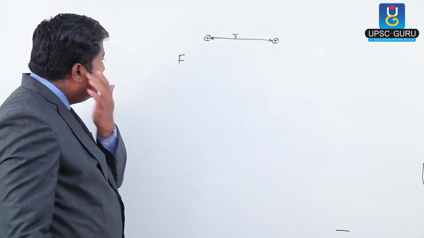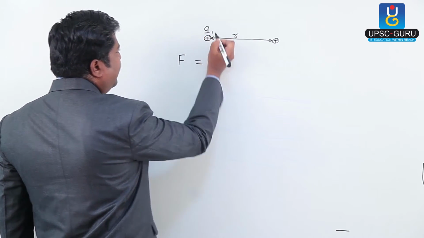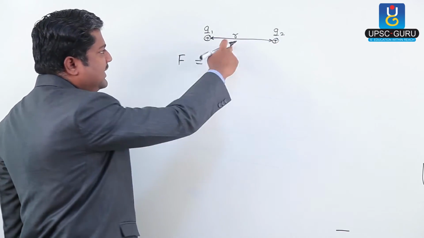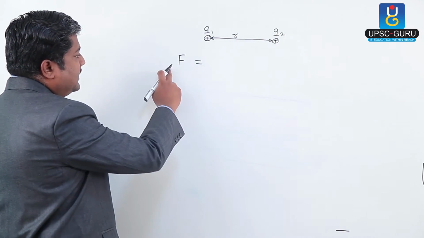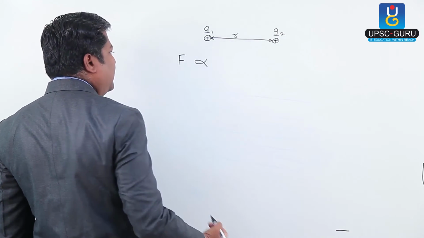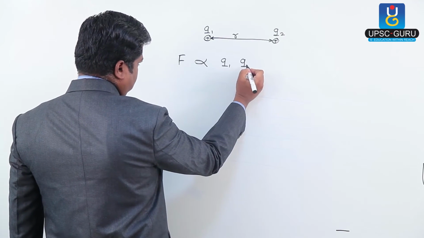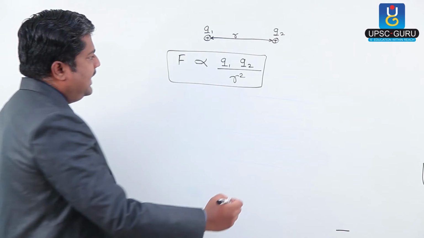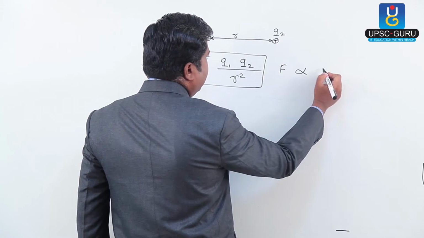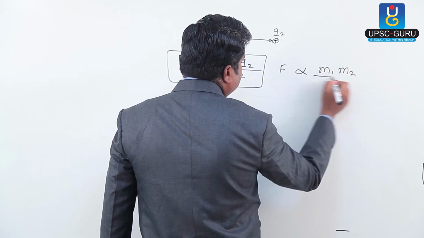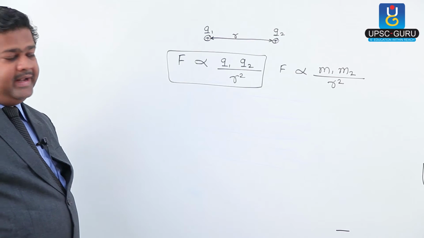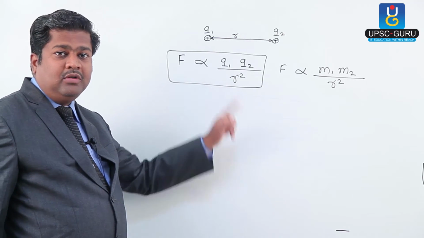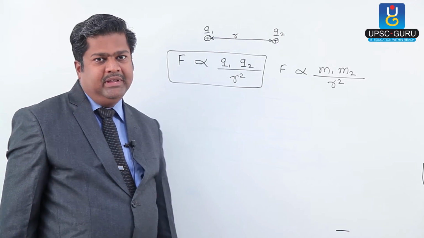Then the value of this force is given as follows. Instead of m1, for charge we are using q. So this is q1, this charge is q2, and the distance between them is r. Then I can say this force is directly proportional to q1 q2 upon r square. This is a similar formula to what we discussed earlier: the gravitational force is directly proportional to the product of masses upon the square of the distance between them. So here the force is directly proportional to the product of charges upon the square of the distance between them.